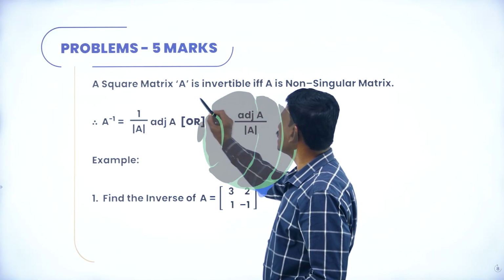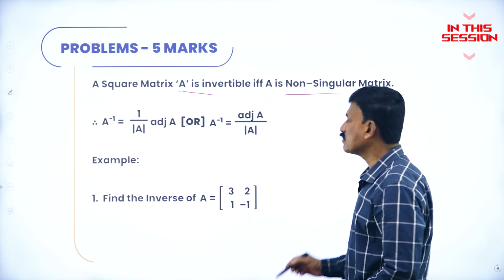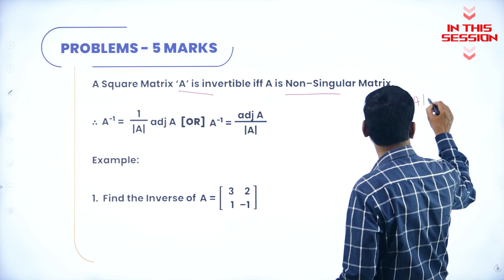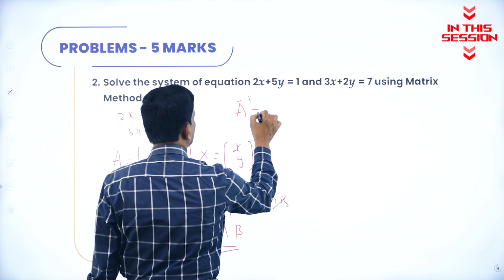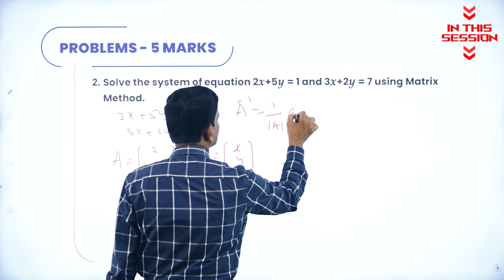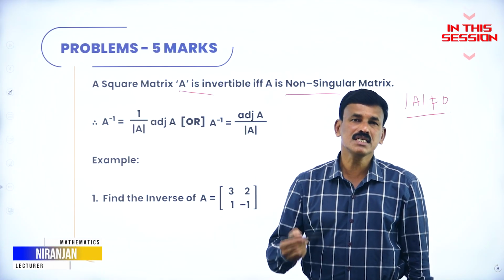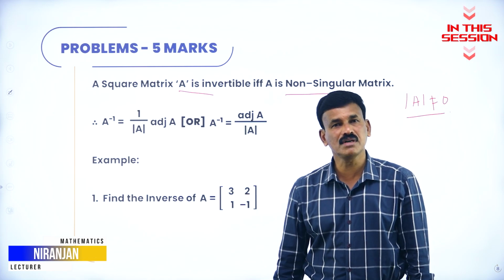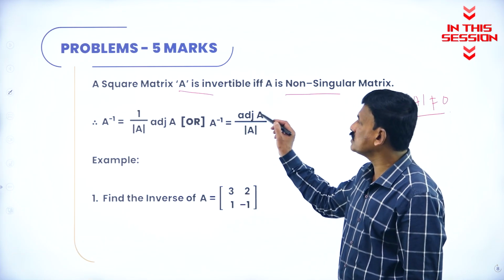A matrix A is said to be an invertible matrix if and only if it is a non-singular matrix. Non-singular matrix means determinant of A is not equal to 0. What is A inverse? As usual, A inverse is equal to 1 over determinant of A into adjoint of A. If determinant of A is not equal to 0, then it is called a non-singular matrix. Inverse exists if and only if determinant A is not equal to 0. That is a non-singular matrix.